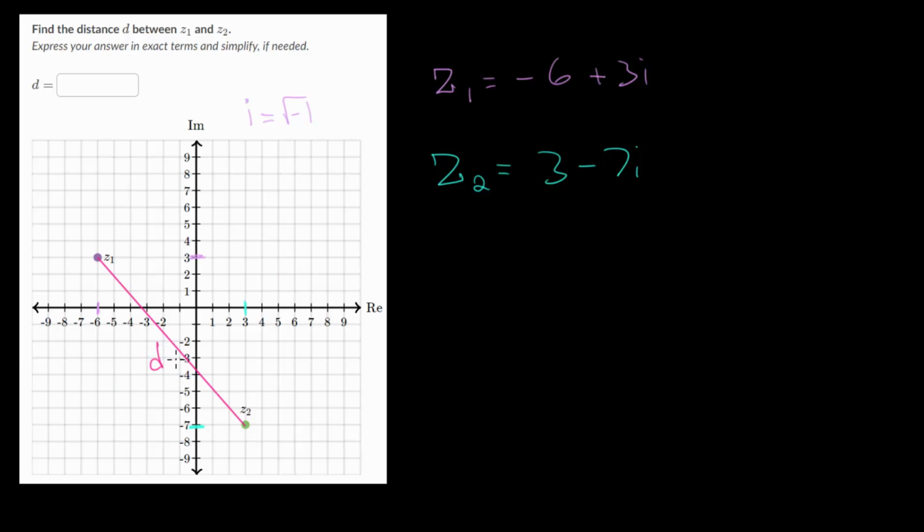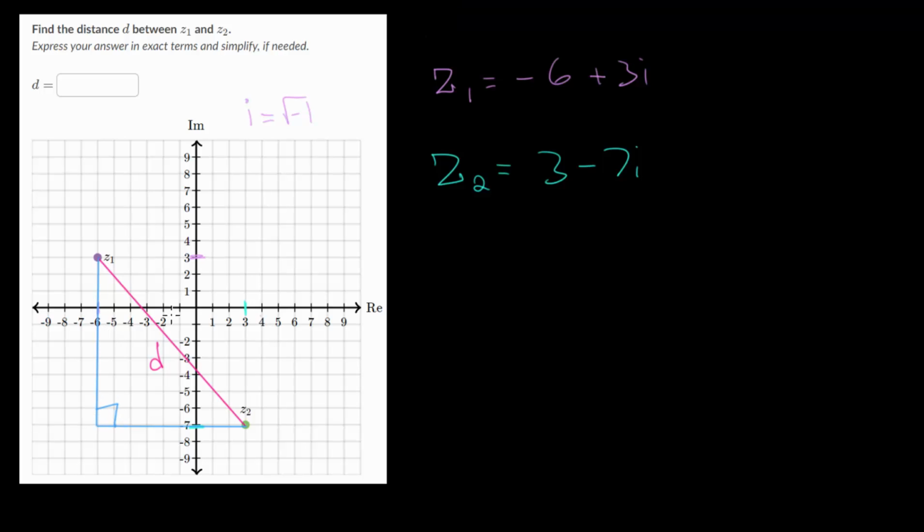And the general strategy is that we can decompose this into a right triangle. So if we drop a vertical line here from z1 all the way down to the imaginary value of z2, basically going from 3i at z1 to -7i for z2. And then from that point, we can draw a horizontal line starting at the real part of z1, which is -6, and going to the real part of z2, which is +3. And from here, we now have a right triangle.